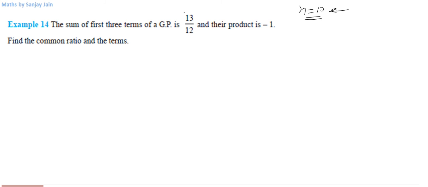A person has 2 parents, 4 grandparents, 8 great grandparents, and so on. Find the number of his ancestors during the 10 generations preceding his own. Okay. So 2 parents, and we need to find number of his ancestors, right? So we will add these 2 and then 4 and then 8, and we need to go up to 10 generations. So 10 terms.